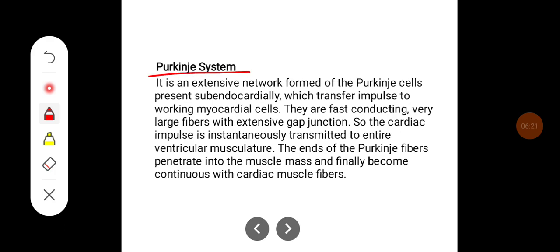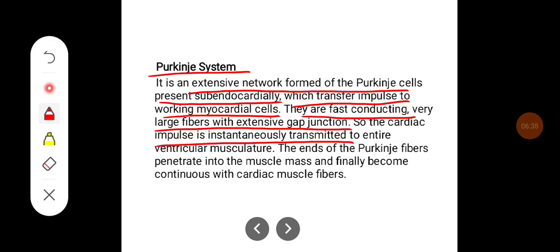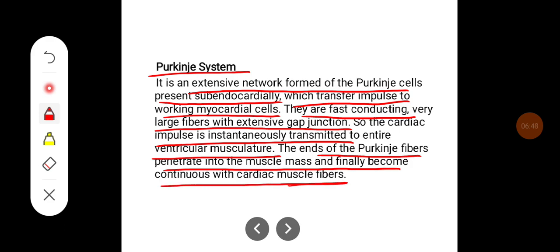Purkinje system. It is an extensive network formed of the Purkinje cells present subendocardially, which transfer impulses to working myocardial cells. They are fast conducting, very large fibers with extensive gap junctions. So the cardiac impulse is instantaneously transmitted to the entire ventricular musculature. The ends of the Purkinje fibers penetrate into the muscle mass and finally become continuous with cardiac muscle fibers.